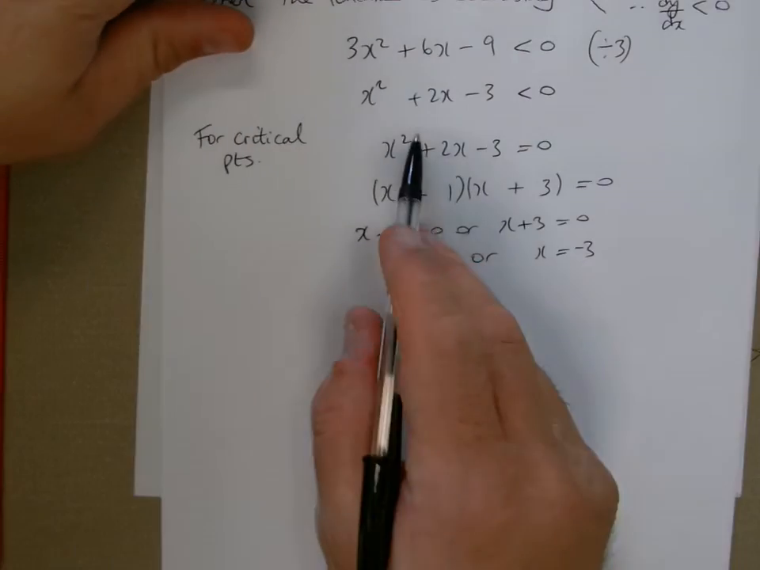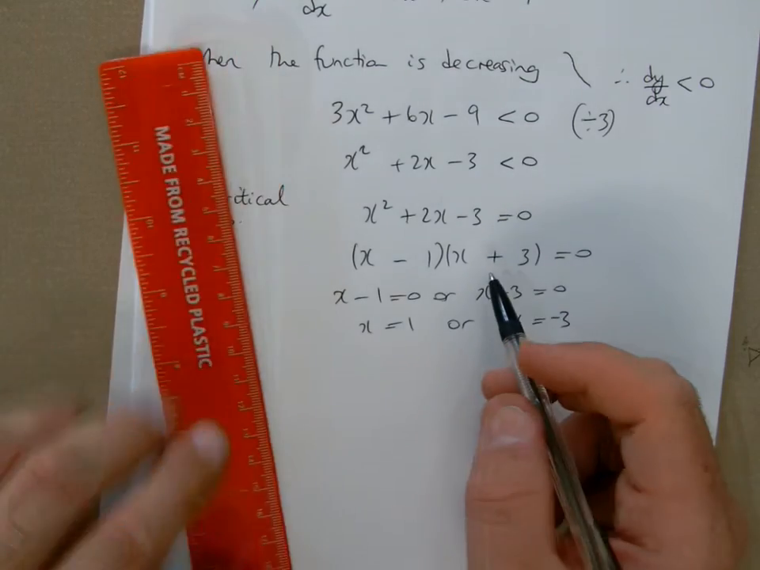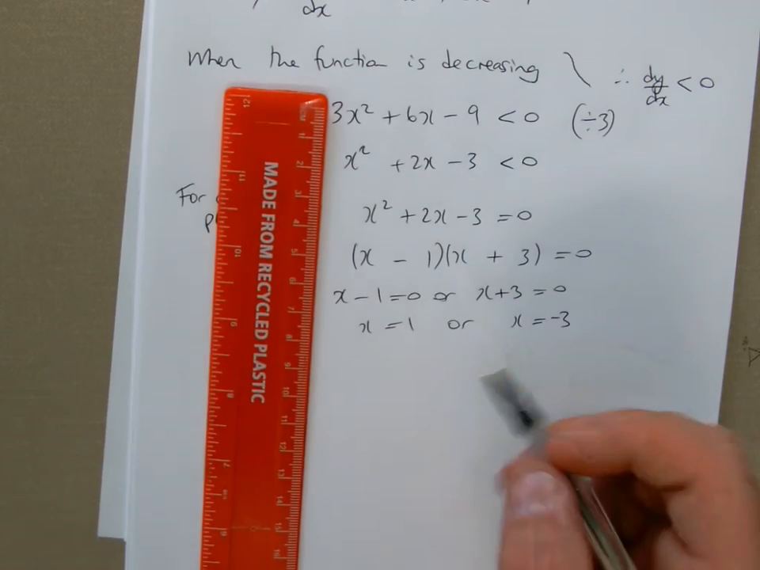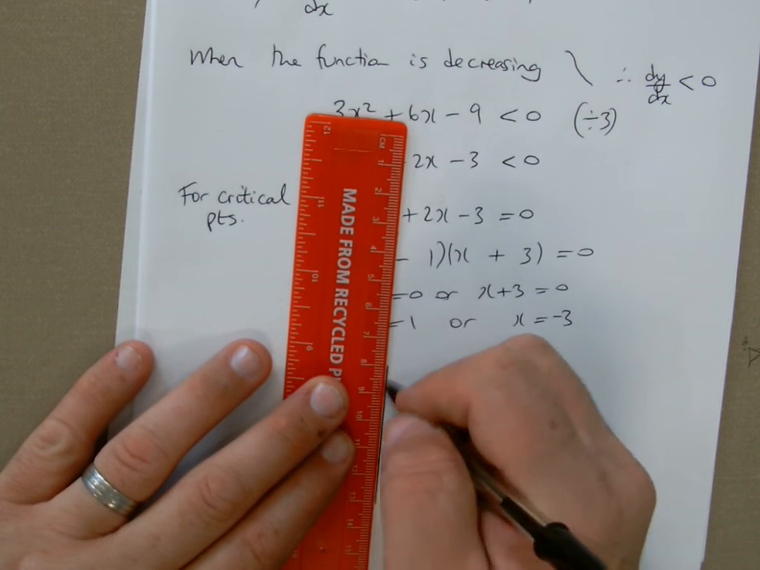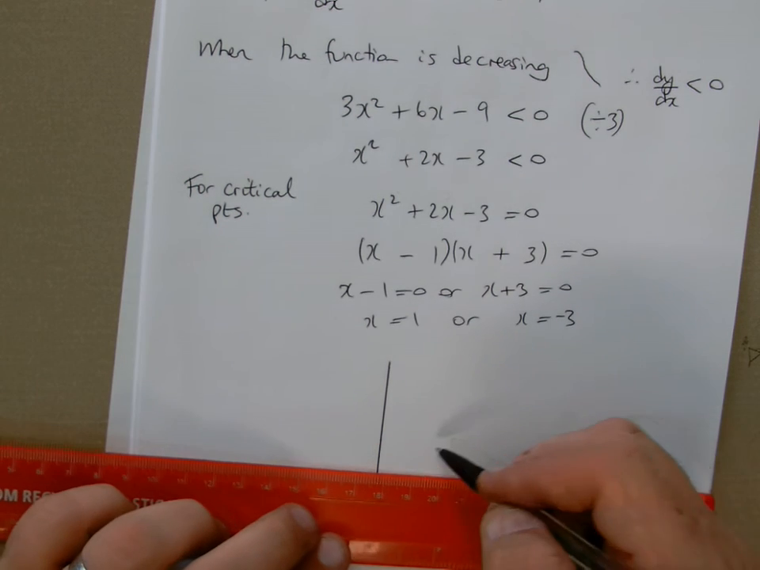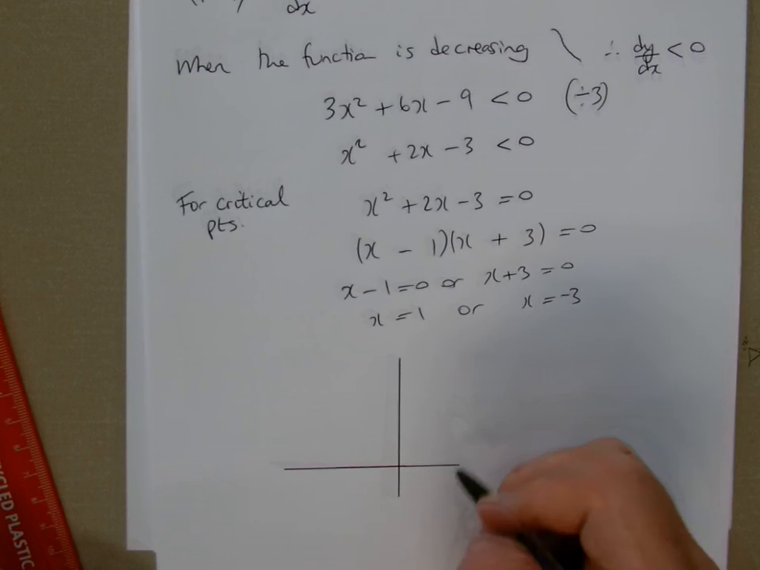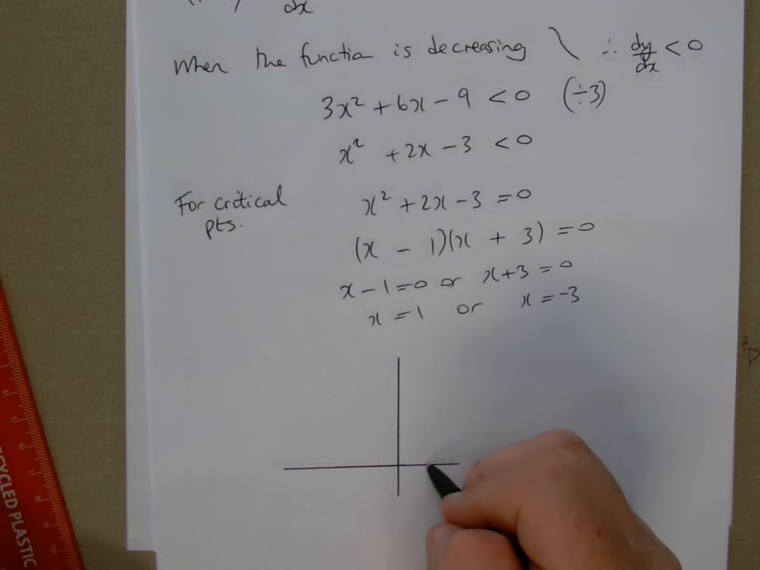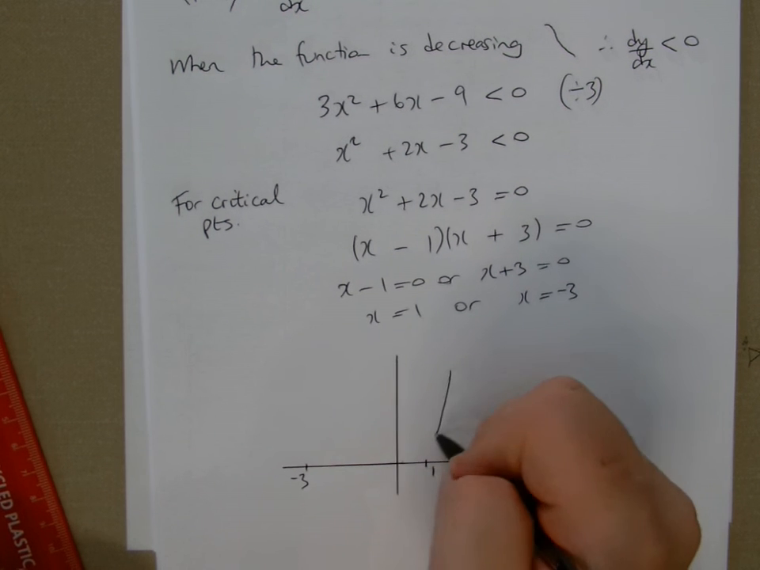So what you need to do then is look at this quadratic, right? Don't worry about the cubic, the function itself. We're looking at the gradient here, and we're looking at where the gradient is negative. So if I draw the quadratic, now we know where the critical points are. Okay, we know where the quadratic is equal to 0. It's there at 1 and there at minus 3.